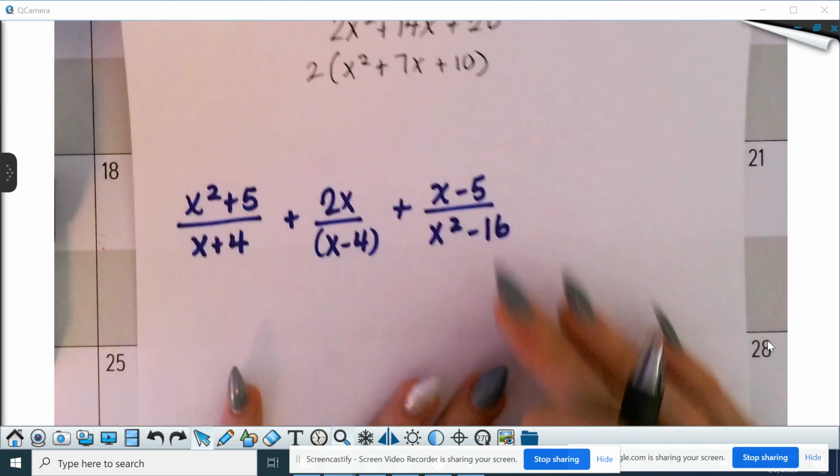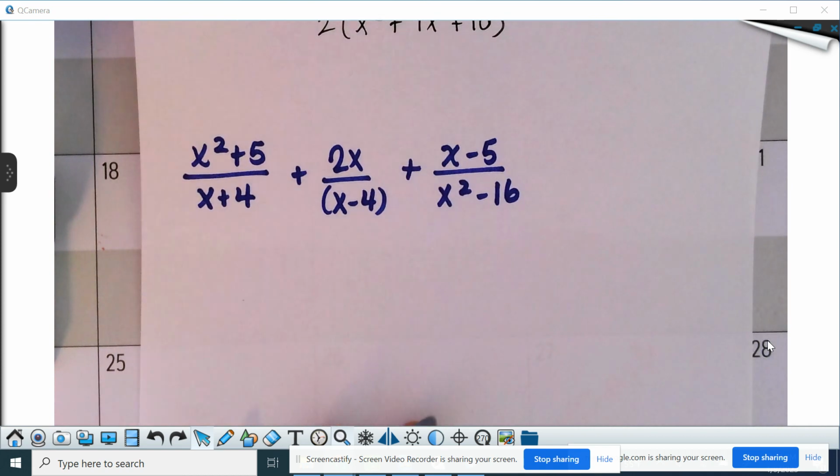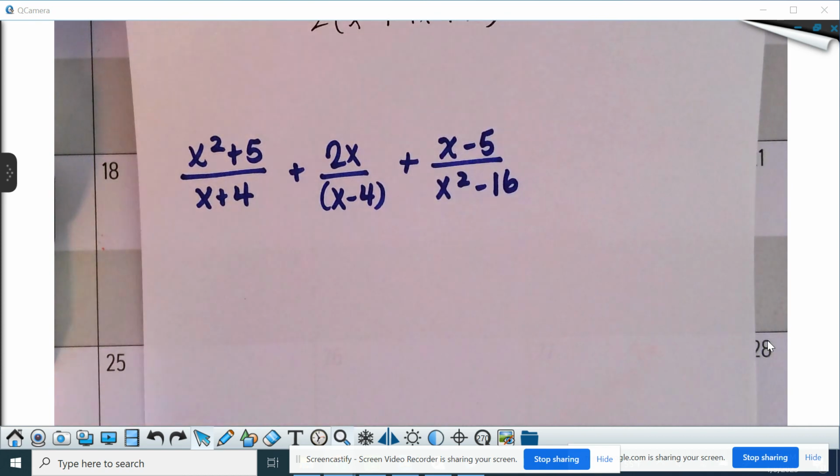So in case you're writing these down, here's our second one for EOC, so multiple expressions. We're adding 3 expressions at this point, and I'll give you a minute to write that down. And then we'll go over that one.